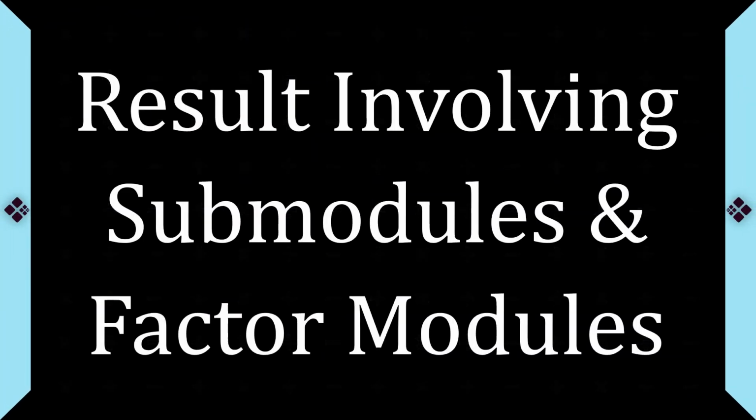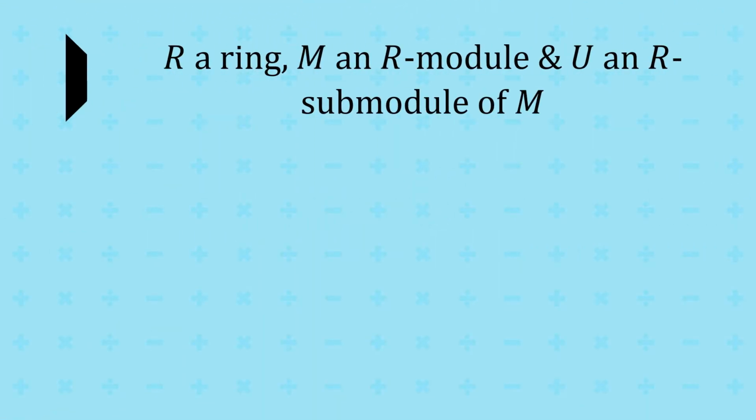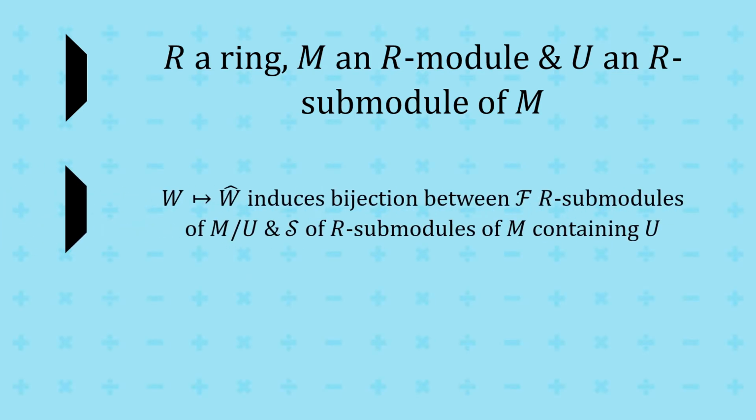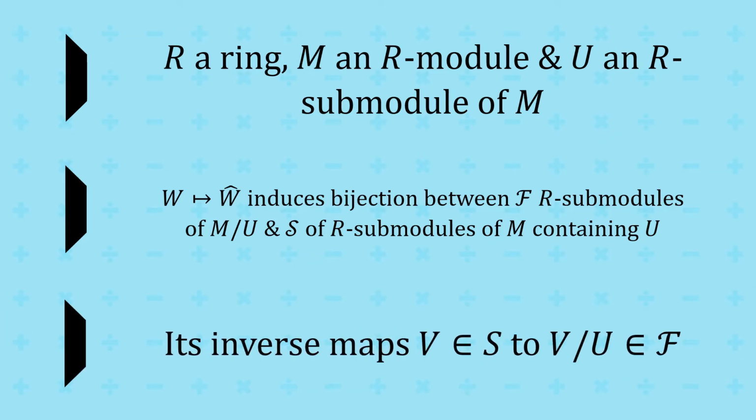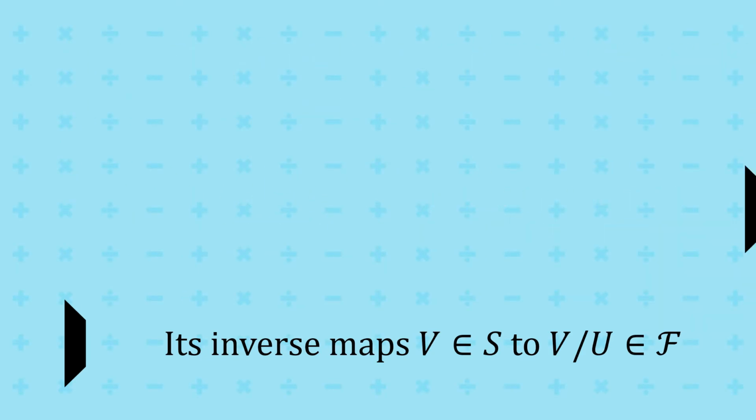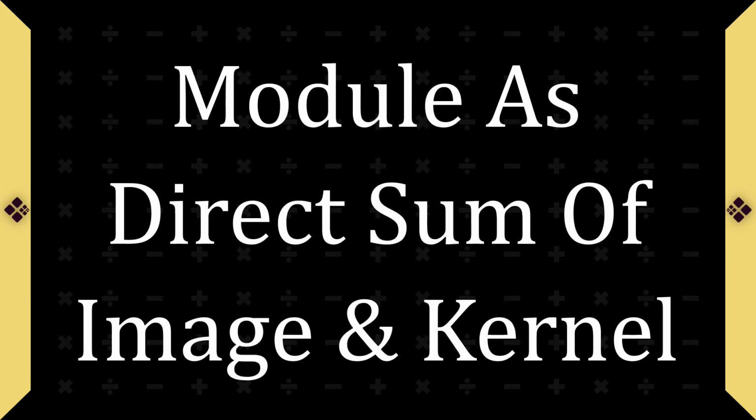Using this notation, we can give a useful result involving submodules and factor modules. Let R be a ring, M an R module, and U an R submodule of M. Then the map W to W hat induces an inclusion-preserving bijection between the set F of R submodules of M over U and the set S of R submodules of M that contain U. Its inverse maps V in S to V over U in F.